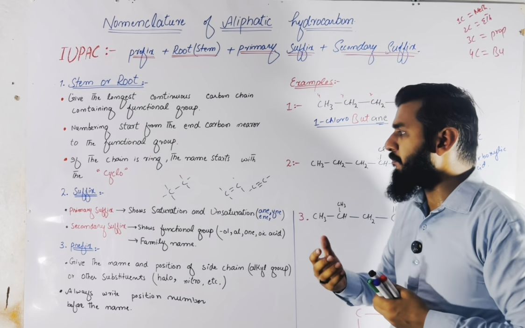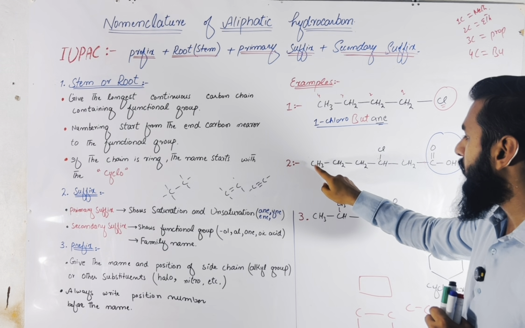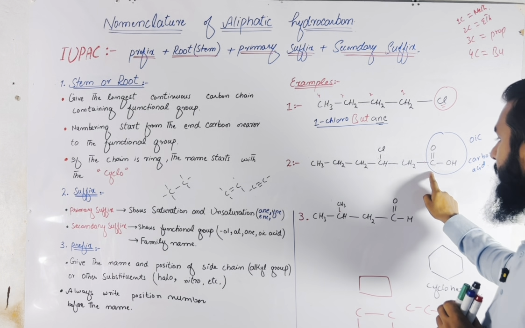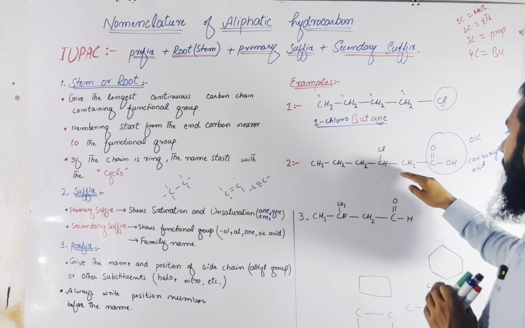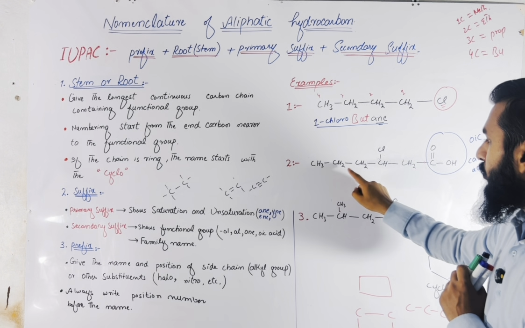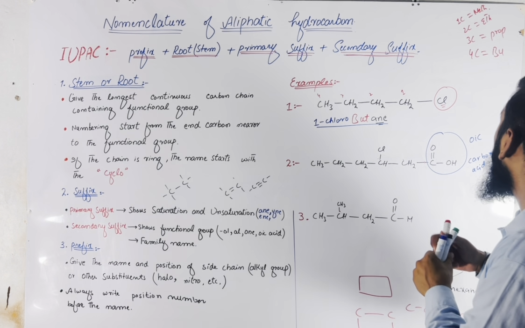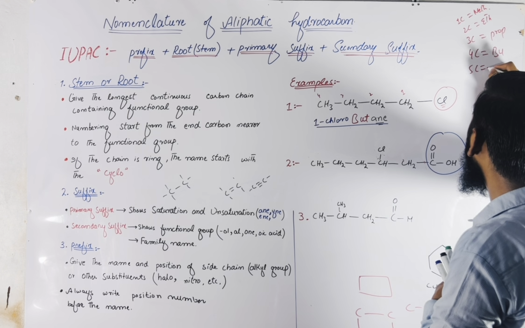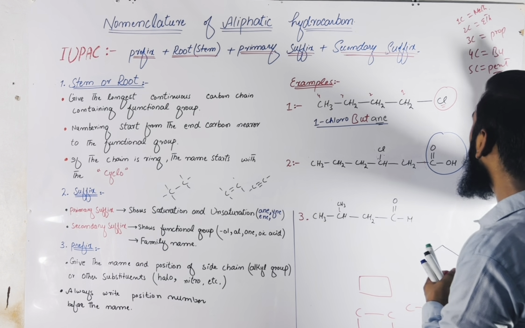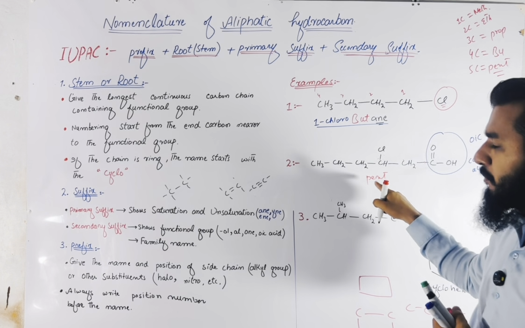Now use the second example. We know that the longest carbon chain is this, carbon number 1, 2, 3, 4, 5, 6. Sorry, this carbon is for the carboxylic acid. How many carbons? 1, 2, 3, 4, 5. A 5-carbon compound is called pent. So its root or stem name is pent.